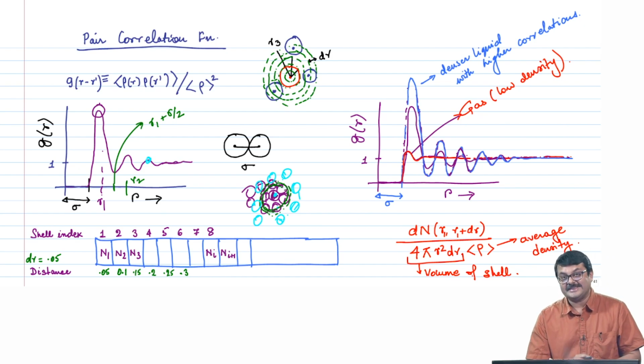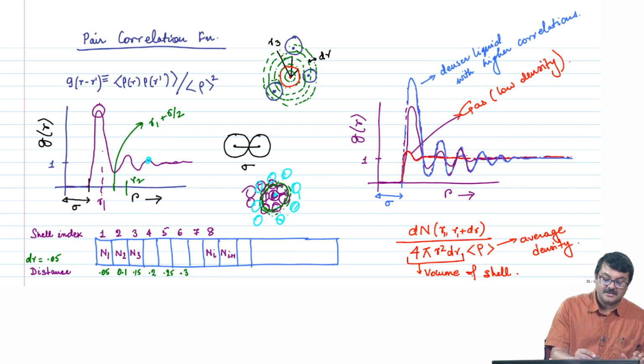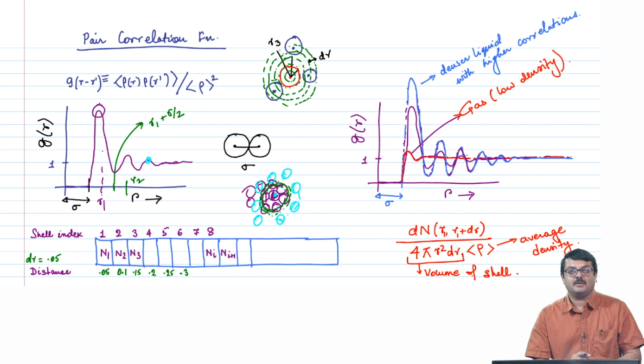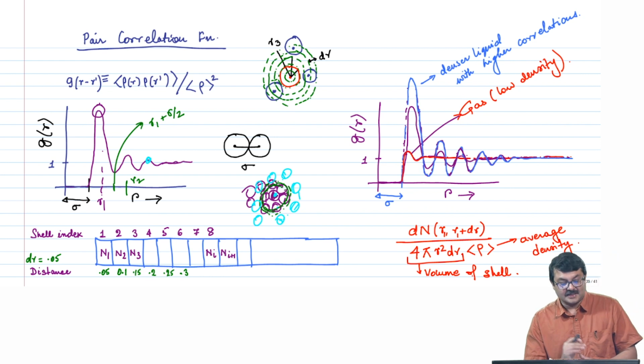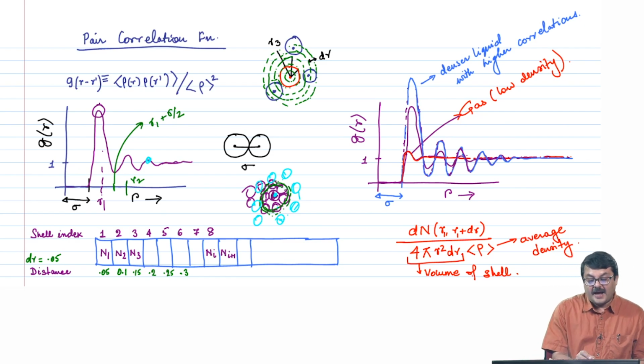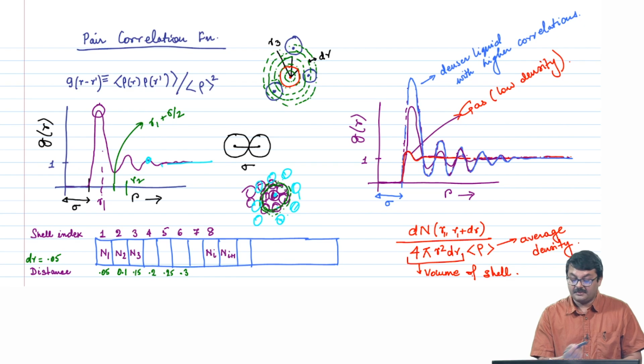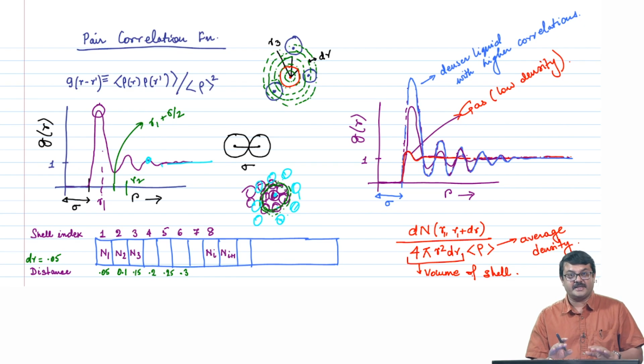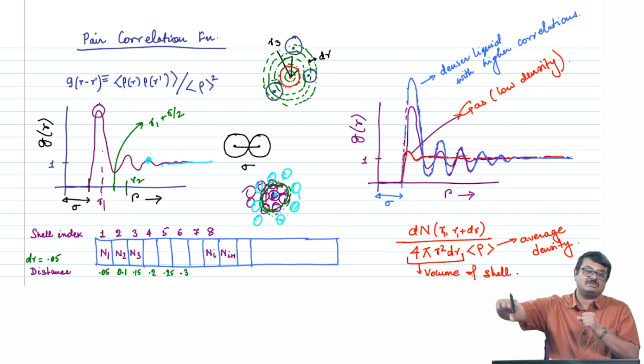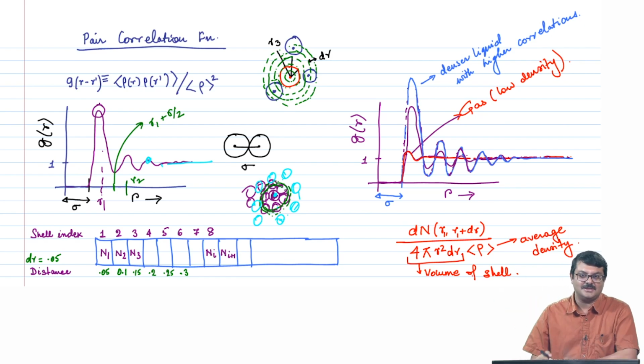Of course, if the density of the liquid is lower, then this peak will also be lower, because you are going to find fewer particles at distance r1 and fewer particles at a distance r2. And at large distances here, right, at large distances what you are going to find is basically that it goes to 1, there is no correlation. So, on an average at very far distances, at all distances, there is an equal probability.